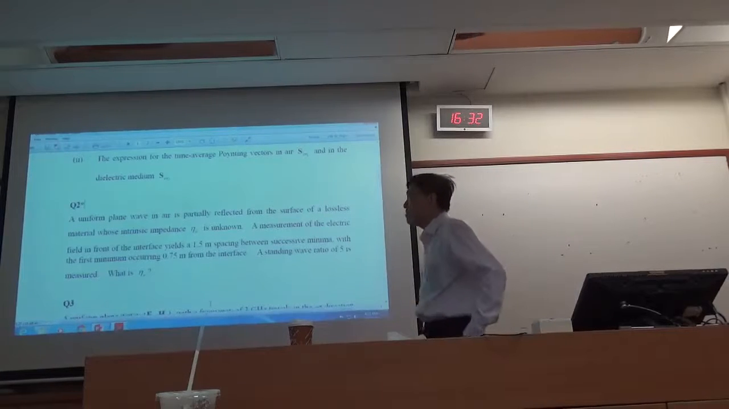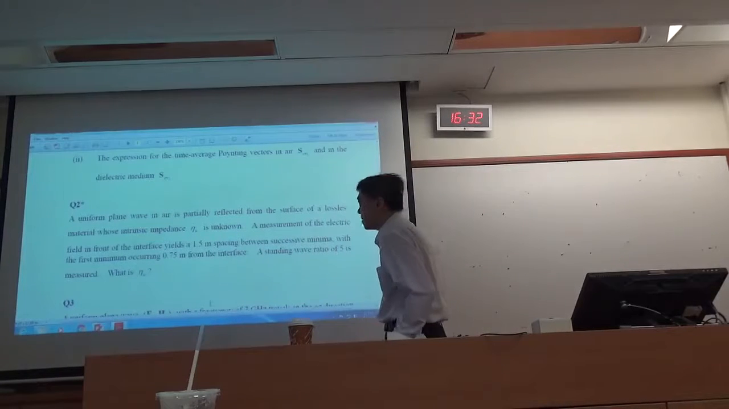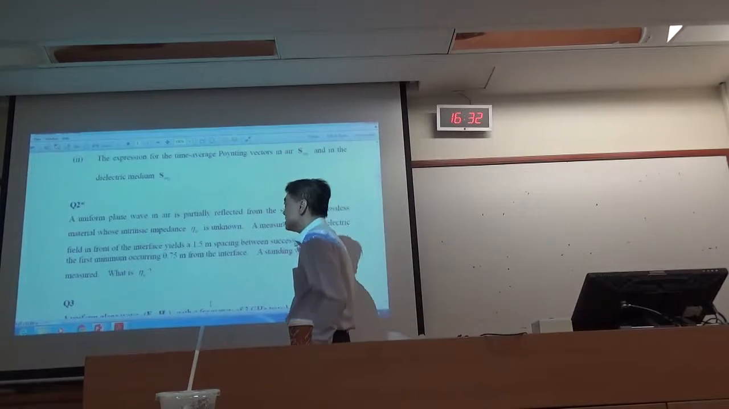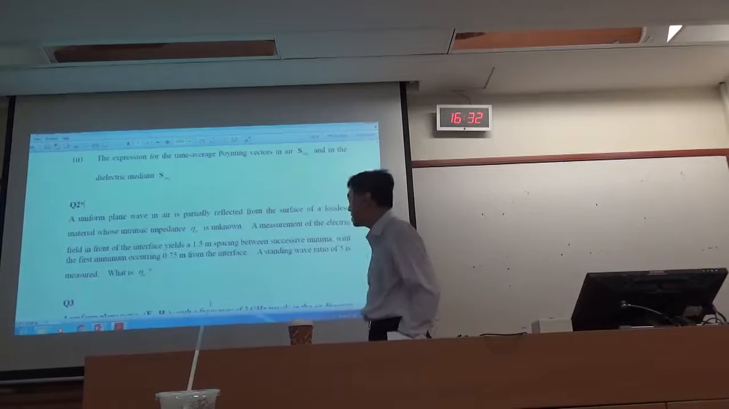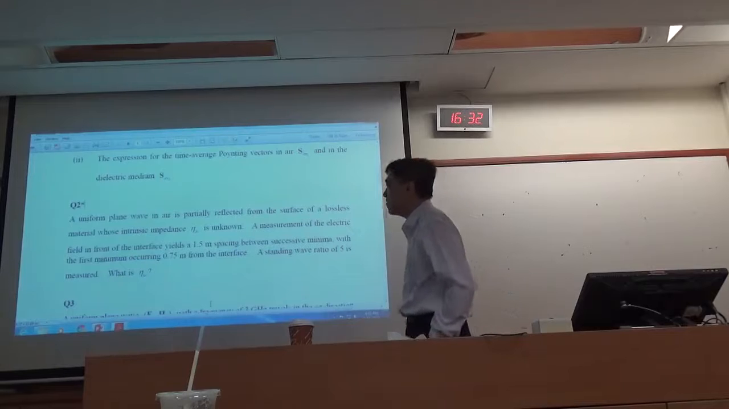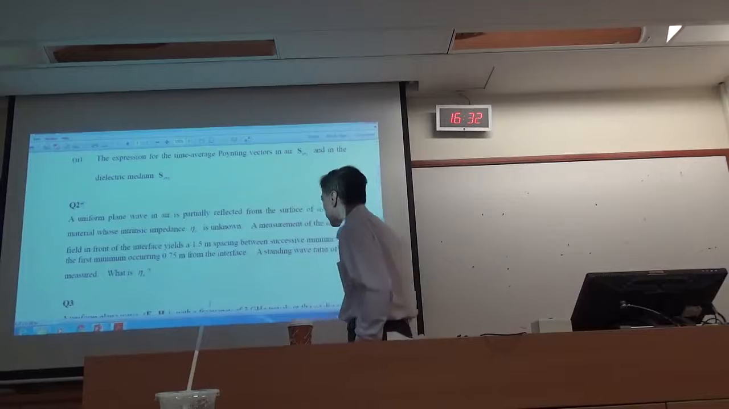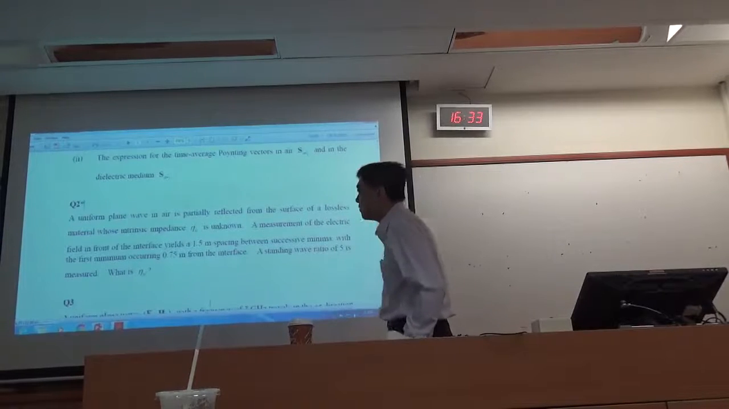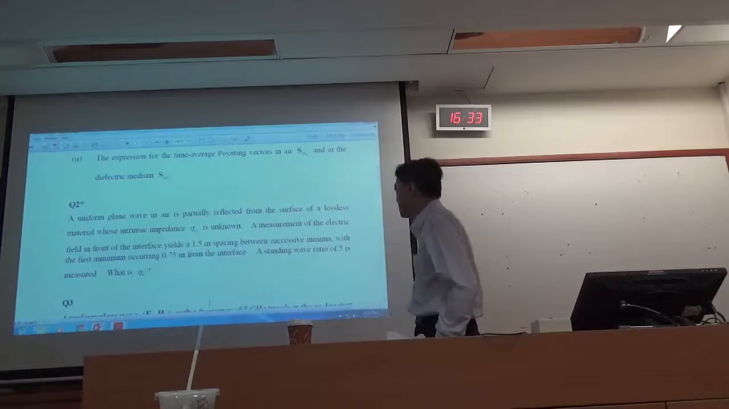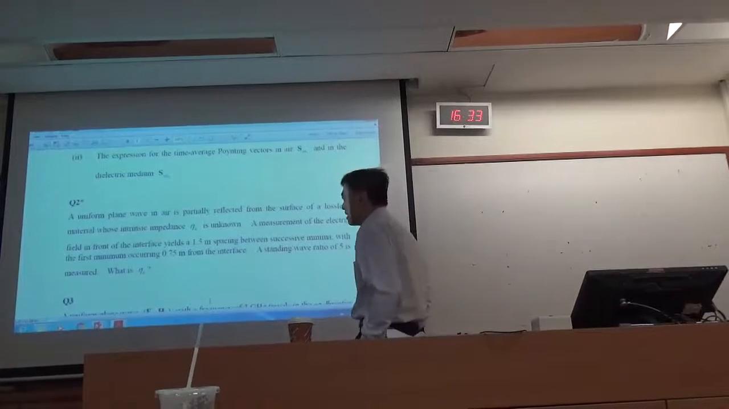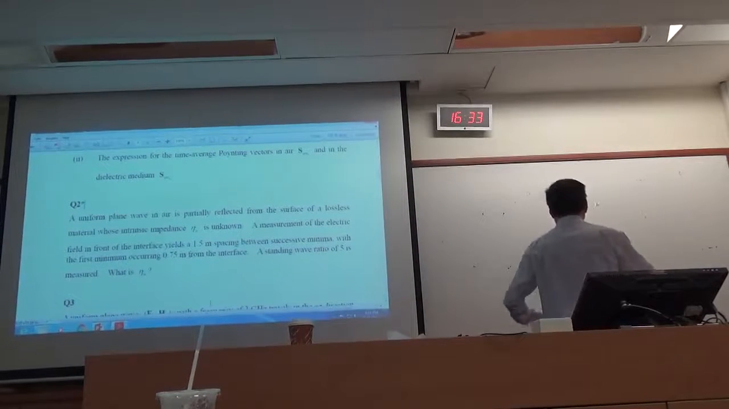Alright. A uniform plane wave in air is partially reflected from the surface of a lossless material whose intrinsic impedance zeta unknown is unknown. Okay, zeta here is unknown. A measurement of the electric field in front of the interface use a 15-meter spacing between successive minima, with the first minimum occurring at 0.75 meter from the interface. A standing ratio of 5 is measured. What is zeta mu? Alright, at the interface.